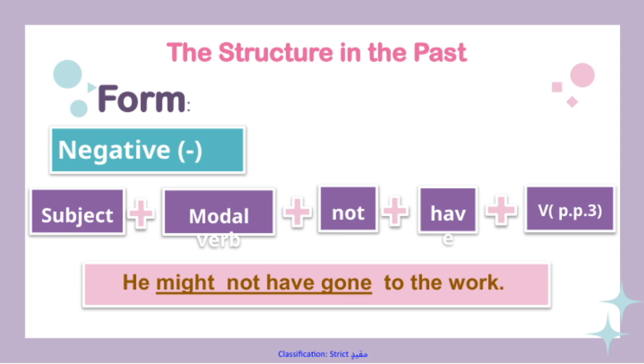Remember, we include the modal verb "might" to indicate possibility, and then "not" to negate it, followed by "have" and the past participle. This form is very useful when discussing actions that possibly did not happen in the past. It's a common way to express uncertainty or negation about past events in English.